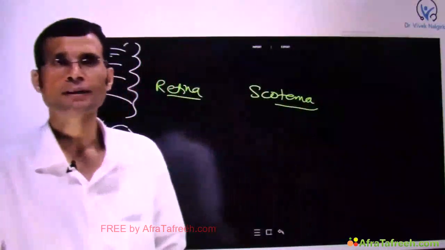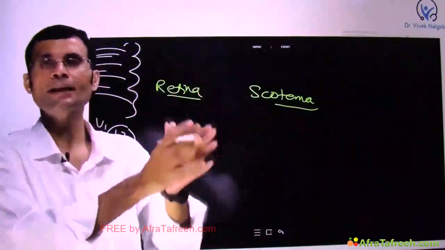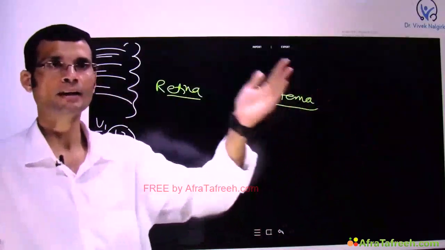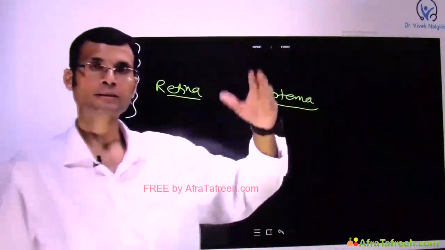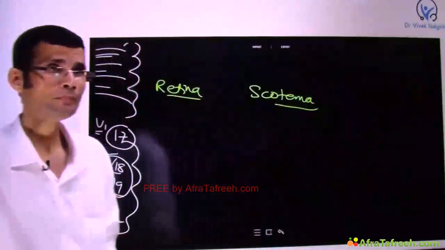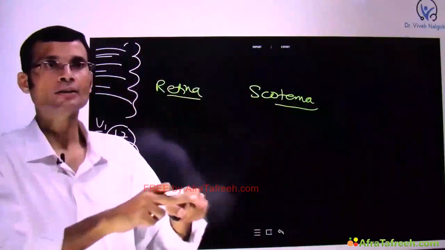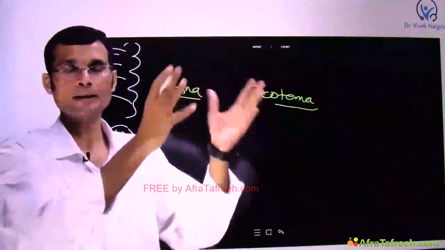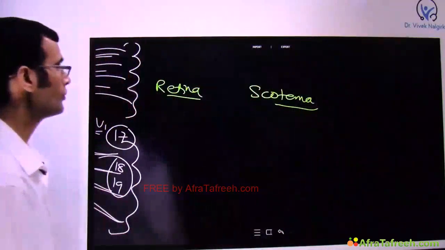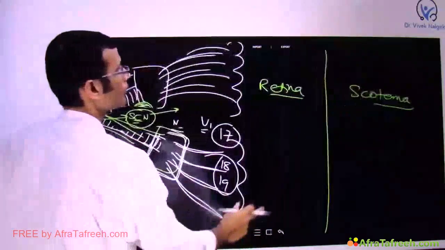Scotomas are of two types, by the way. Negative scotoma means in that particular area nothing will be seen. Objects can be seen beyond that area and before that area, but not in that area. So that's a negative scotoma. Nothing can be seen in that particular area in the field of vision. Whereas positive scotoma means that area shows black. It is completely dark. That's a positive scotoma. So if there is a lesion on the retina, there will be a scotoma.